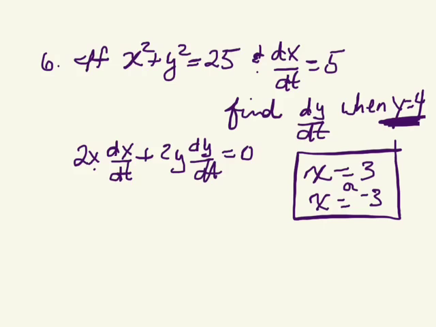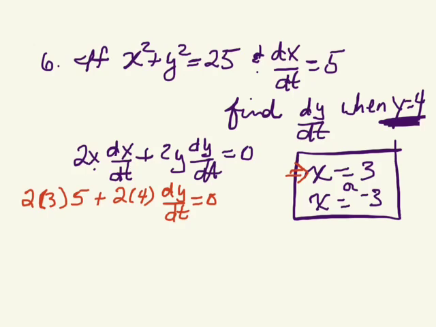So we're going to do kind of two problems here. We do a little bit of substitution. Notice I indicated that we're doing x equals 3 first. When we do a little bit of substitution, we get this. Then we know that 2 times 3 times 5 is going to give us 30 plus 8 dy/dt equals 0.